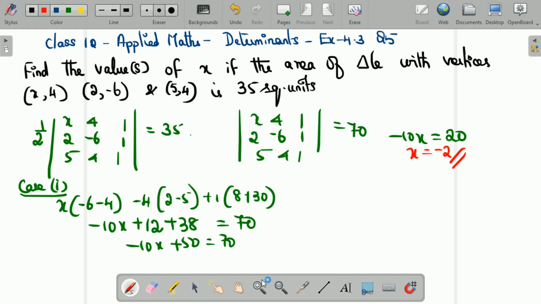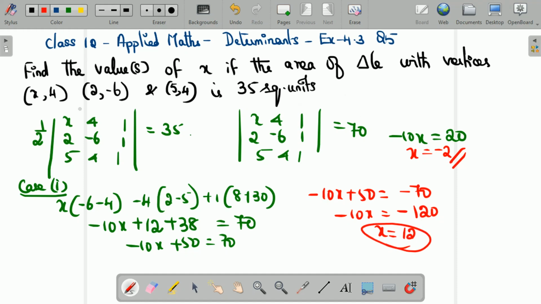This is the first case wherein I treat this value as a positive value. Now let's take up the case where the value is negative, which means in this case I will say minus 10x plus 50 is going to be equal to minus 70. So minus 10x is going to be equal to minus 120. So x is equal to 12.